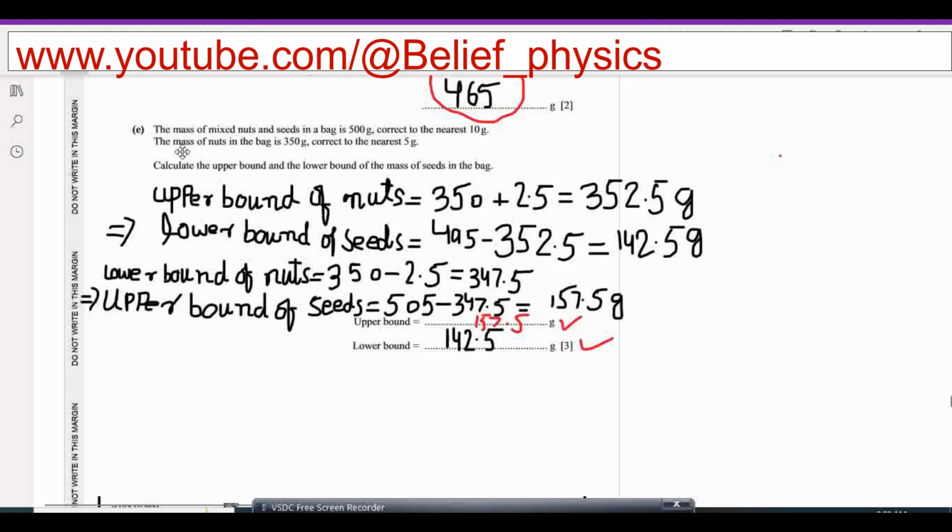The mass of the nuts in the bag is 350 gram, correct to 5 gram. So the least count is 5 gram. It means we take half of 5, and half of 5 is 2.5. So in order to find the upper bound of the nuts, we add 2.5.